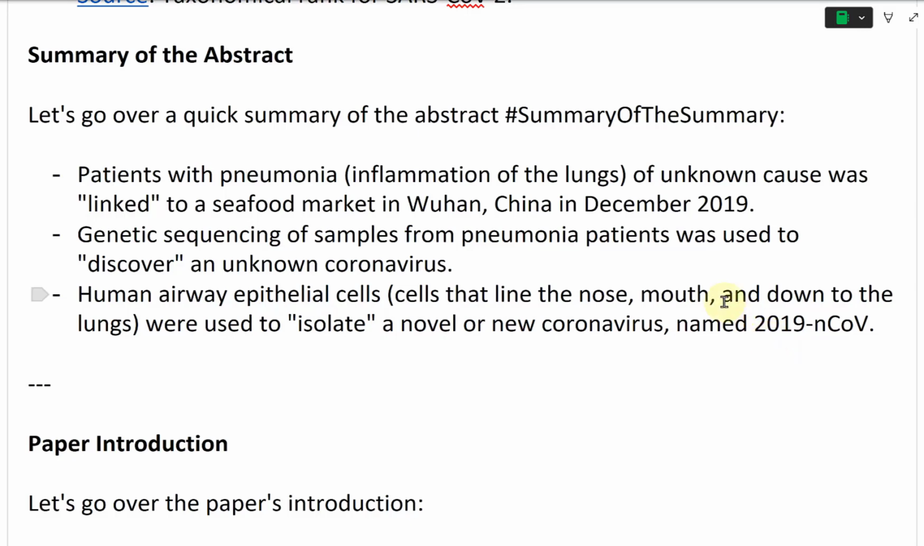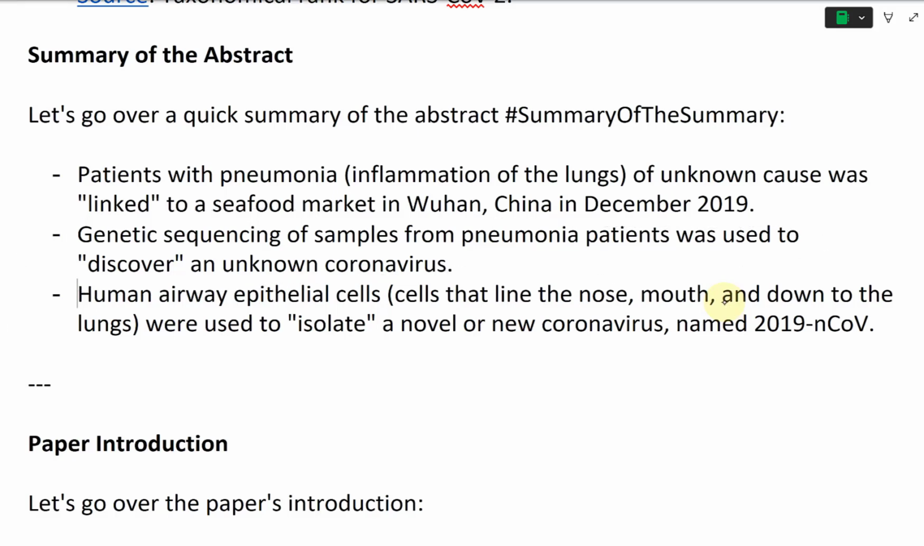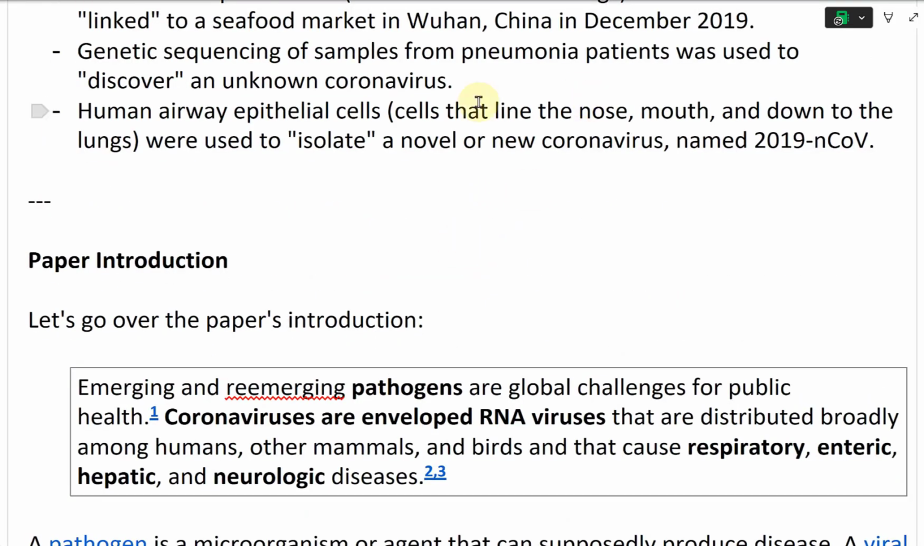All right, so to break it down even further, basically they found some patients with inflammation of the lungs, then they did genetic sequencing to discover a new virus, and then they somehow isolated it using the cells that line the nose, mouth, and lungs, and so on. So yes, very interesting. We're going to look through the methods and so on to see if this all makes sense.